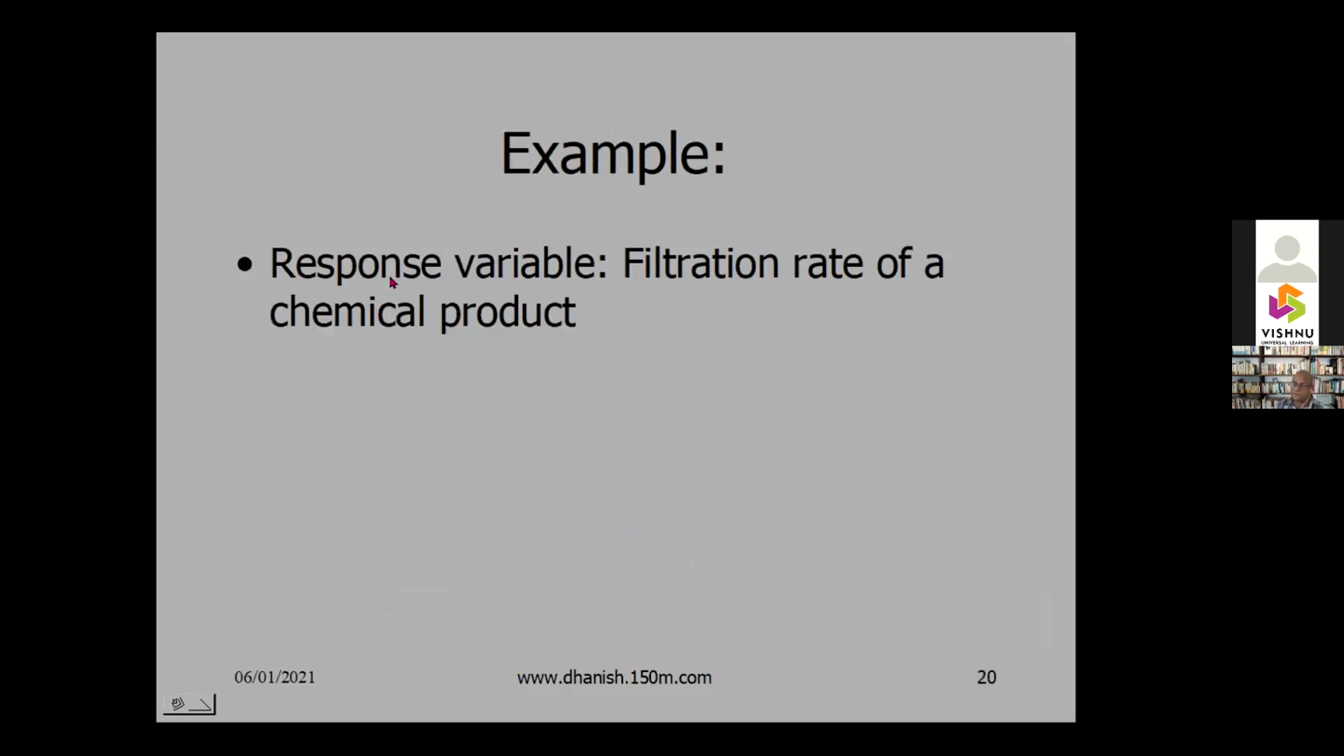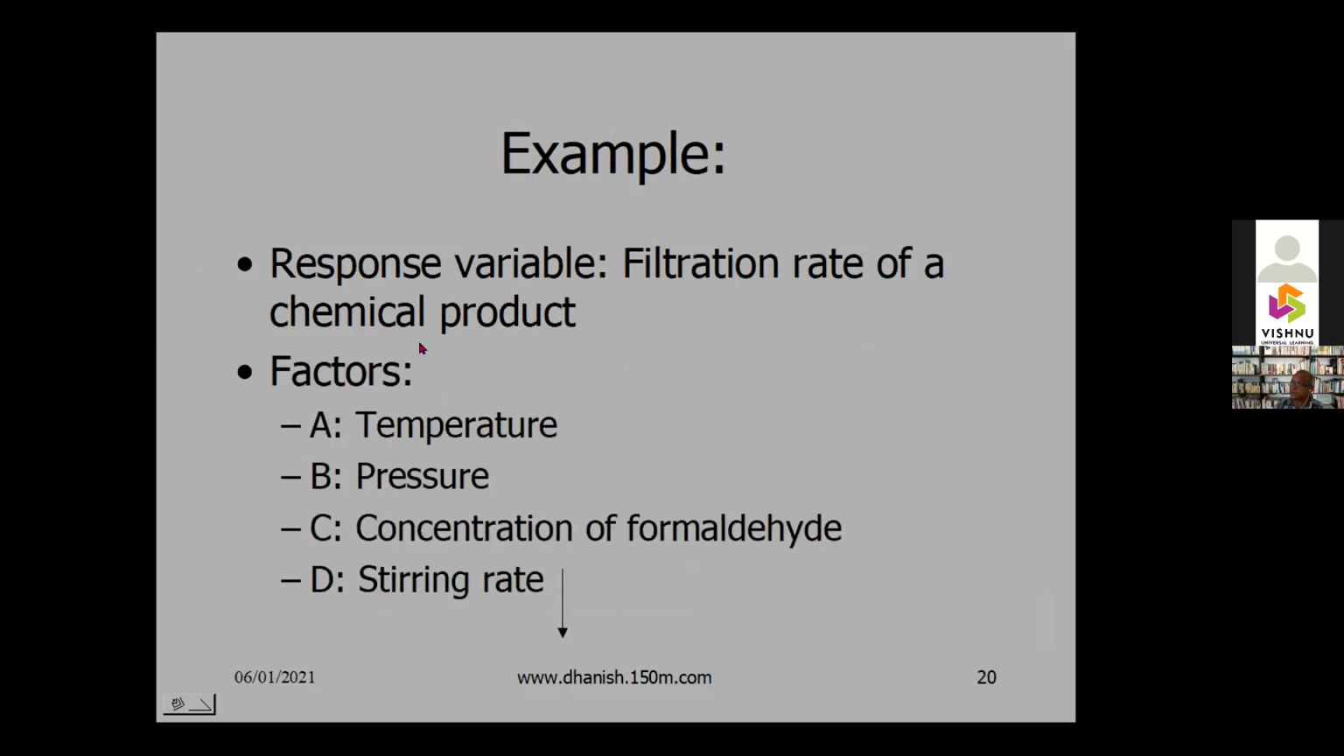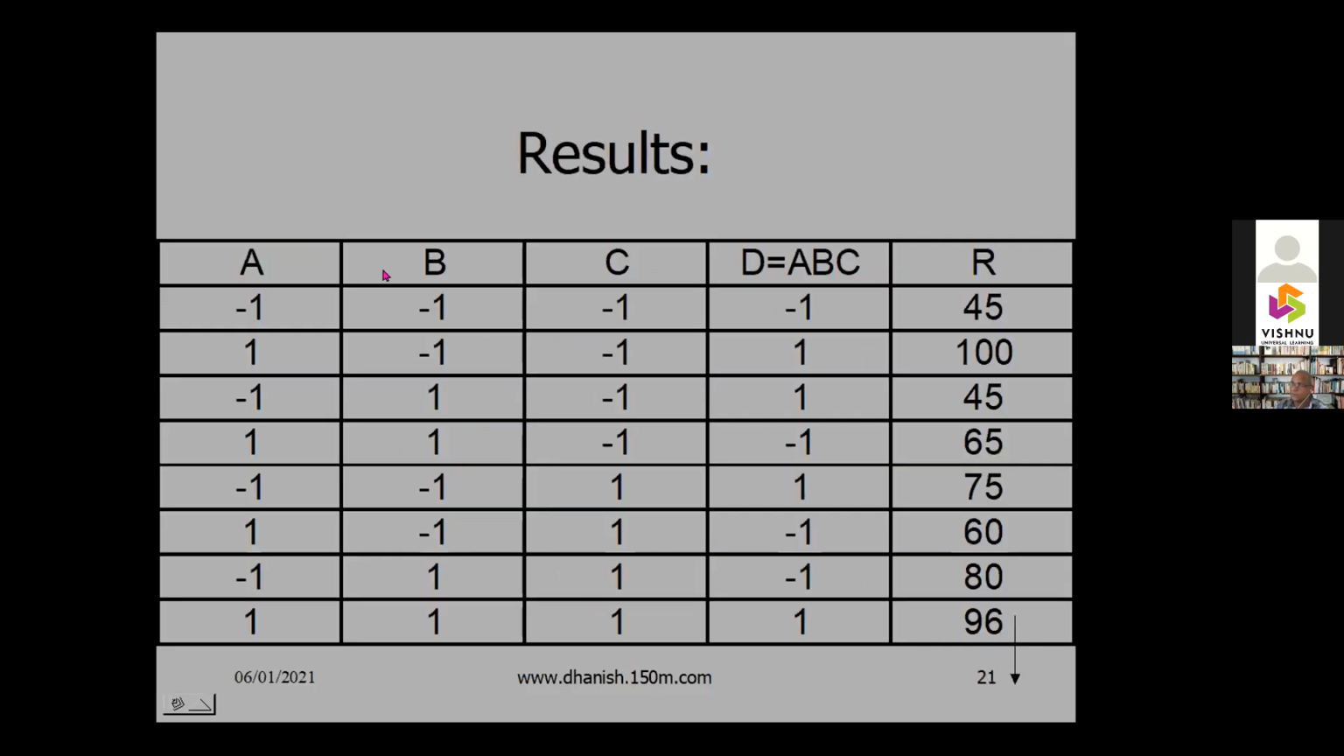So for example, this is a case study. A filtration rate of a chemical product was the response variable, the variable of interest. The factors which affected that system were temperature, pressure, concentration of formaldehyde, and stirring rate. So this is the design. Only one replication is given. So the results are here.